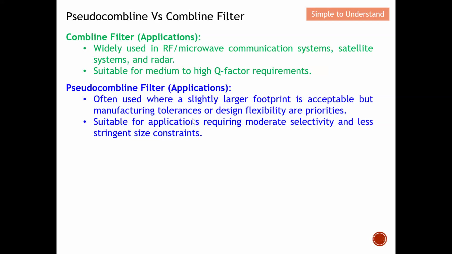They are suitable for applications that require moderate selectivity, which means they don't have such a high Q, and they have less stringent size constraints. So I think the key thing is, when you can afford the size, then you consider using this pseudo-combline filter. But if not, we fall back on the combline filter to design our bandpass filter. With this, I think you have a better idea of the key differences between the pseudo-combline and the combline filter.